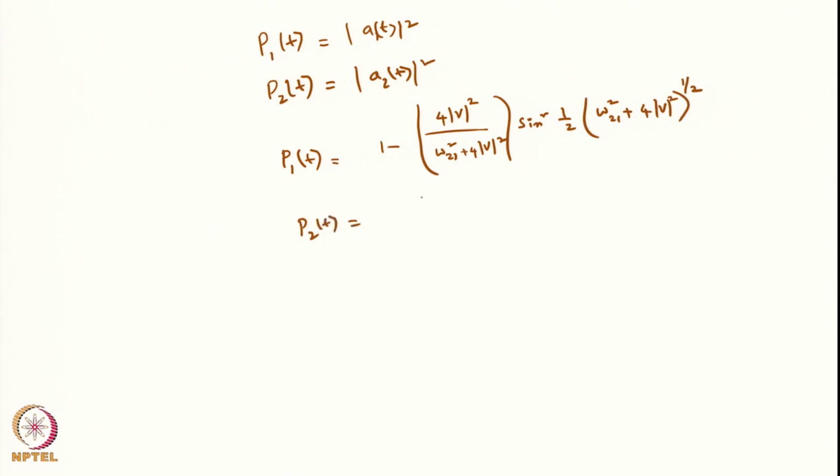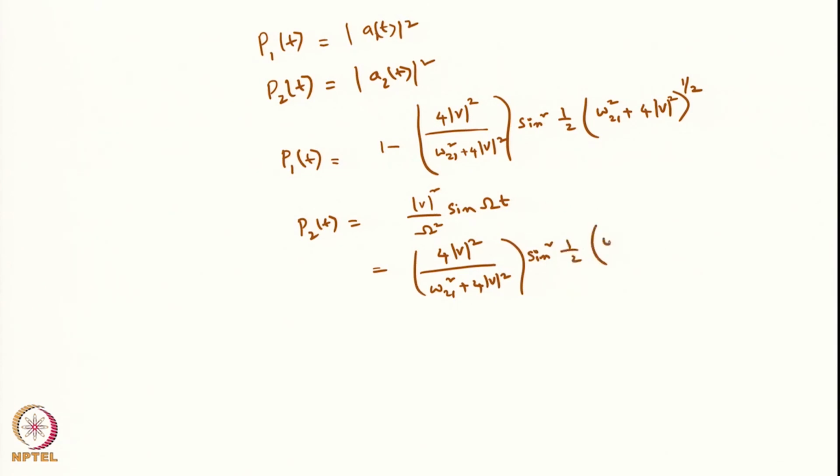and P2 of t will be equal to modulus of V by omega square, sine square omega t, which will be nothing but 4 times modulus of V square divided by omega 21 square plus 4 times modulus of V whole square, times sine square of half of omega 21 square plus 4 times modulus of V square to the power of half times t. Now, one can think of it, this is P2 of t.